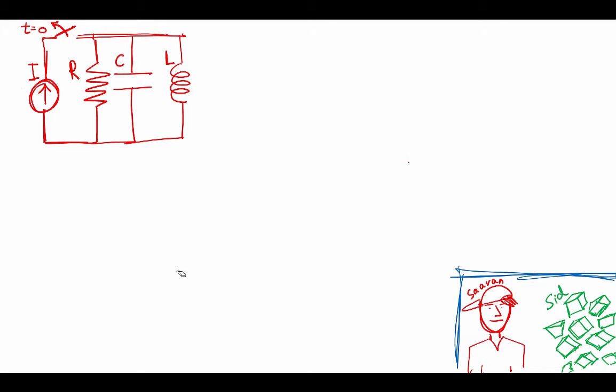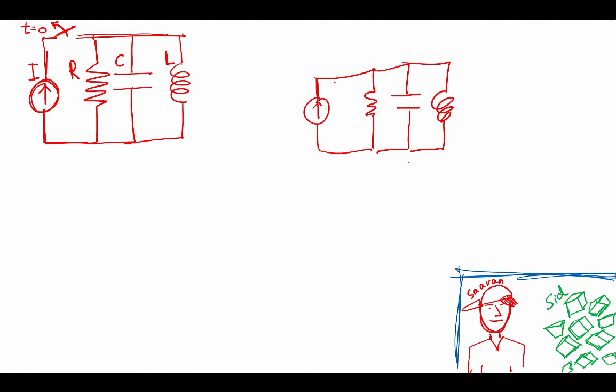Well, let's draw it before the switch is opened and after the switch is opened. Then that'll give us an idea of the initial conditions and some of the other stuff going on. So, Sid, what does it look like before the switch is opened? It looks something like this. That's a resistor, a capacitor, and an inductor. Great. And this is for t less than 0, right? And for t greater than or equal to 0, it looks like this.